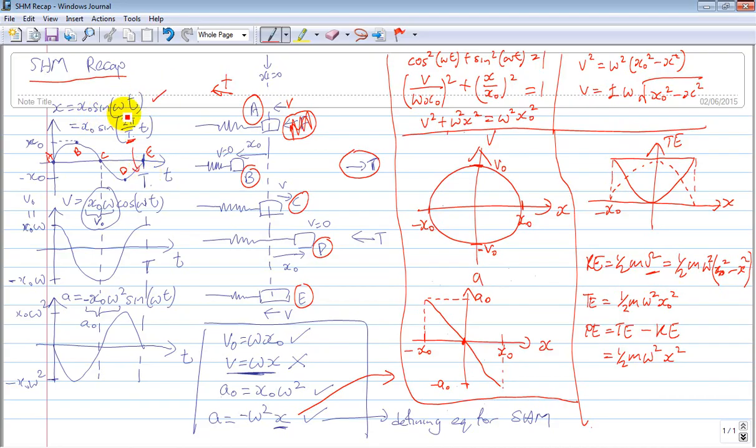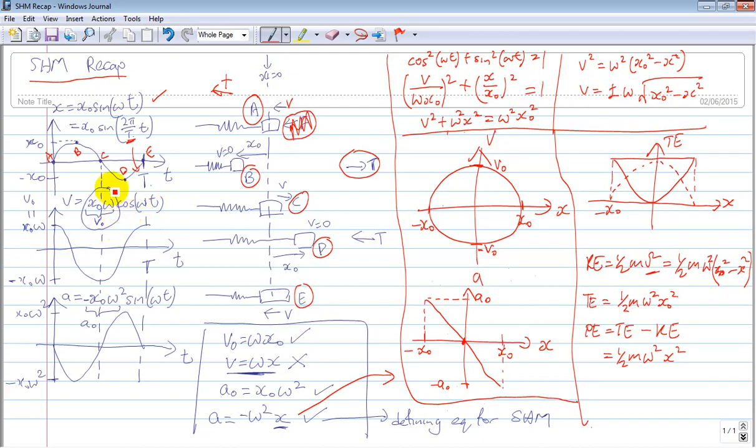Okay, x equals x naught sine omega t, and that will give me v equals x naught omega cosine omega t. This omega comes from differentiating sine omega t. I'm differentiating with respect to t, right? So sine omega t, when you differentiate, becomes omega cosine omega t.